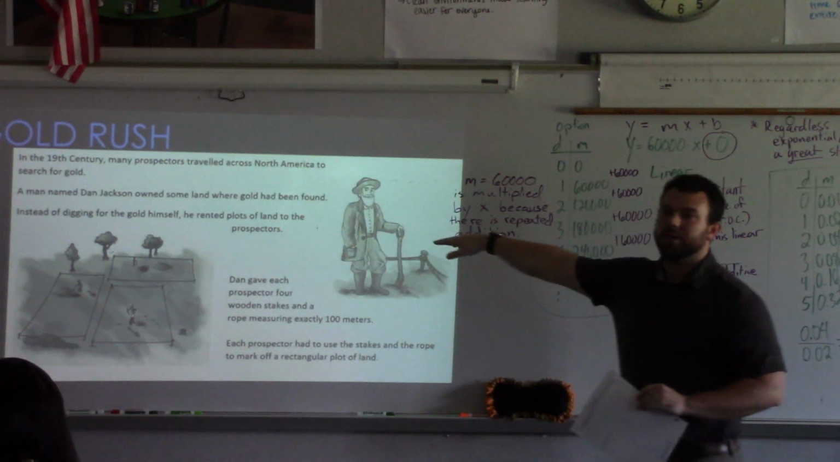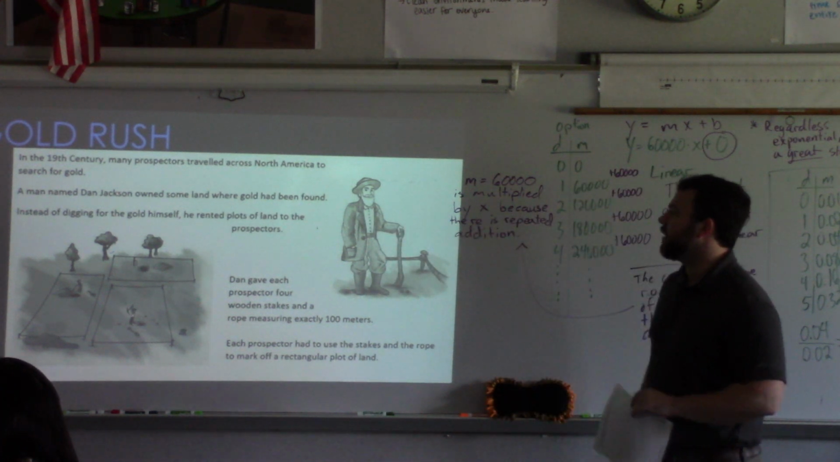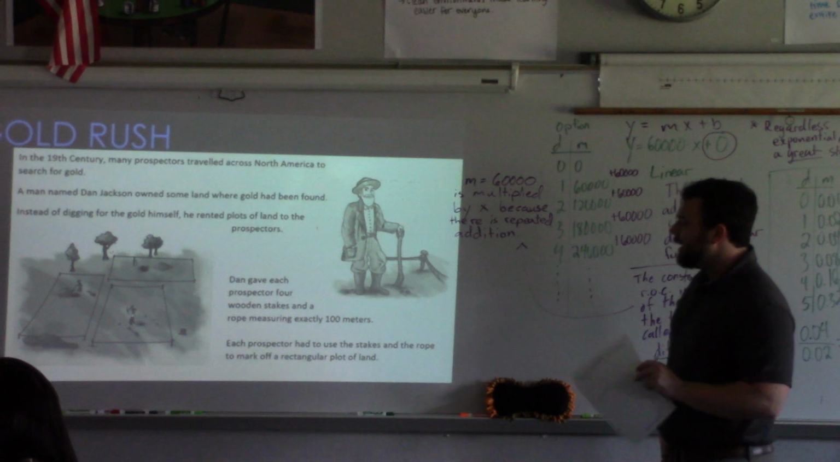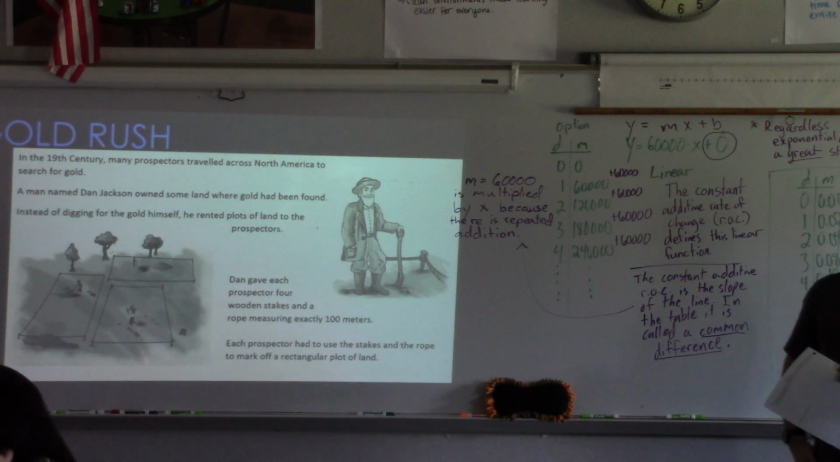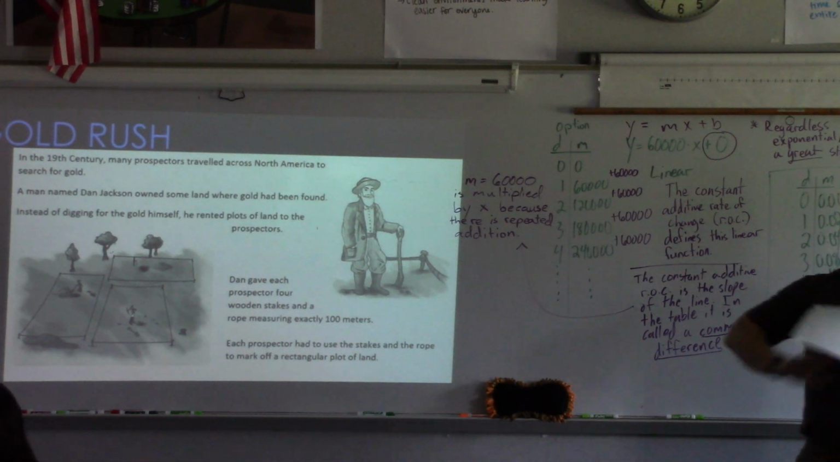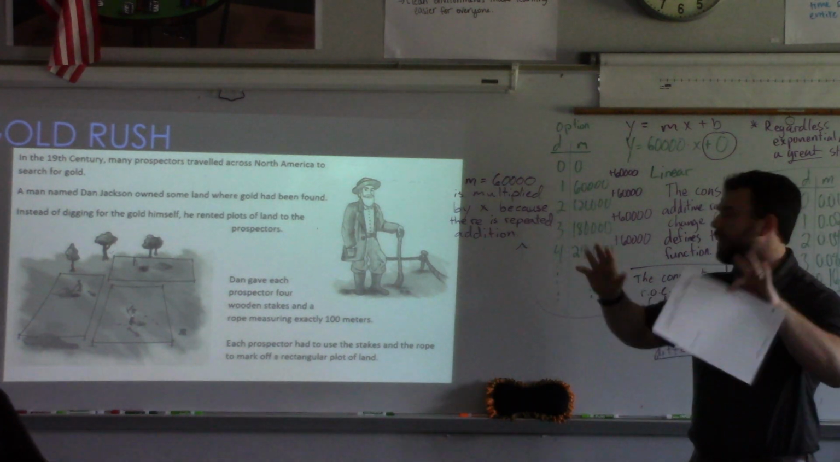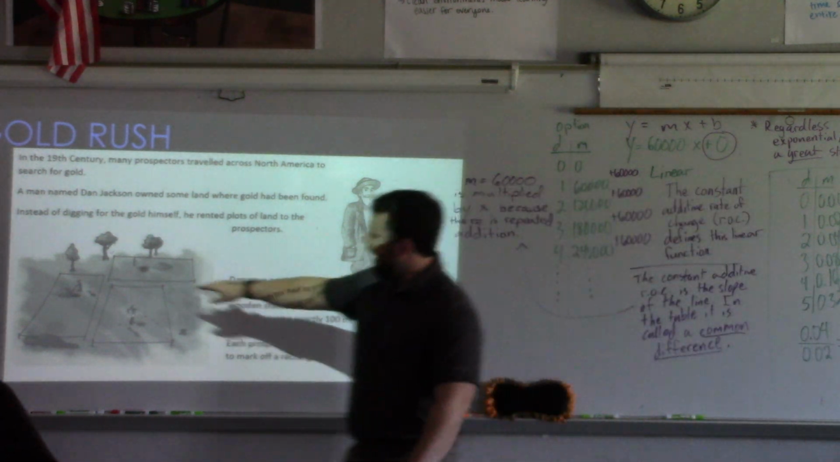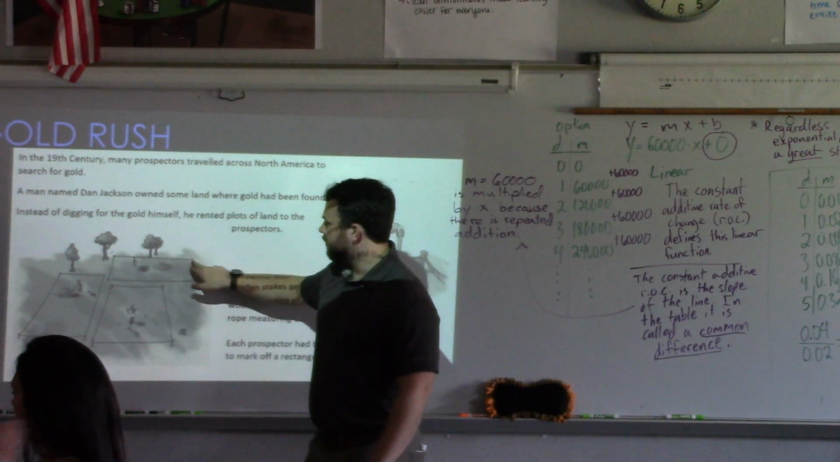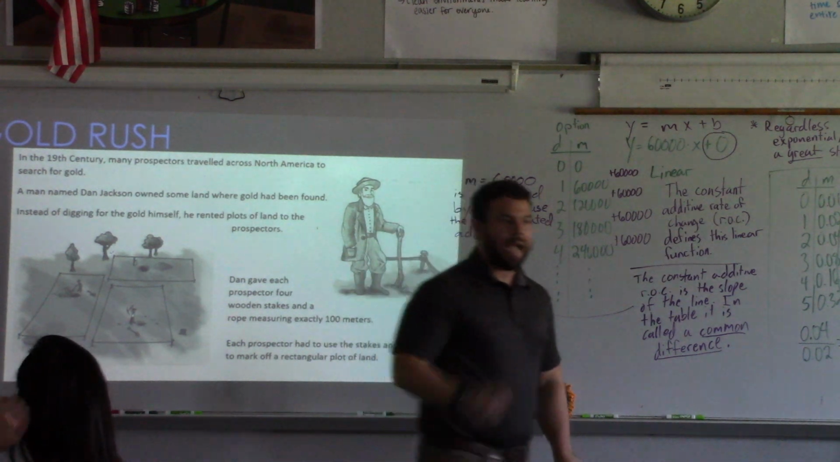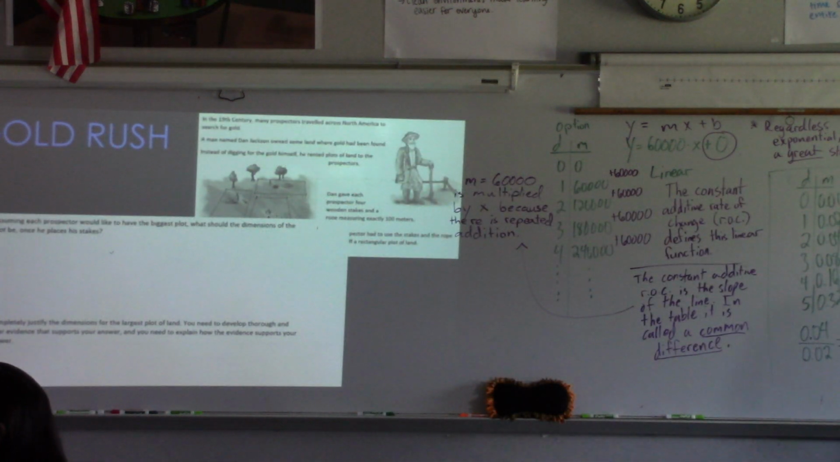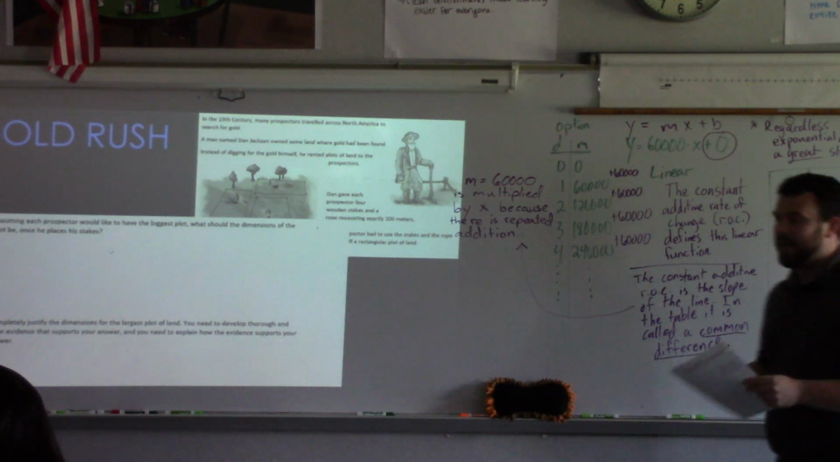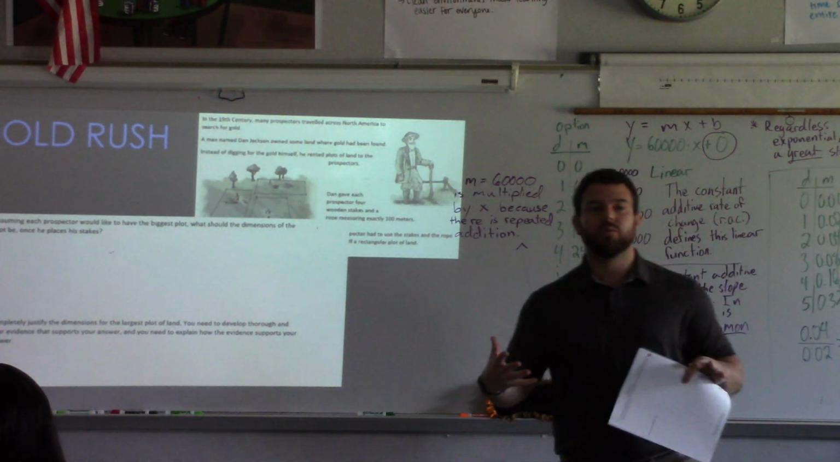Instead of digging for gold himself, though, he rented plots of land to the prospectors. And what he did is he gave each prospector 4 wooden stakes and a rope measuring exactly 100 meters. So it doesn't matter how the prospectors set up their plot of land, how much distance is it around? 100 meters. However, you can have a different amount of area, right? Because the whole fact of the matter is, you want a bigger plot of land.